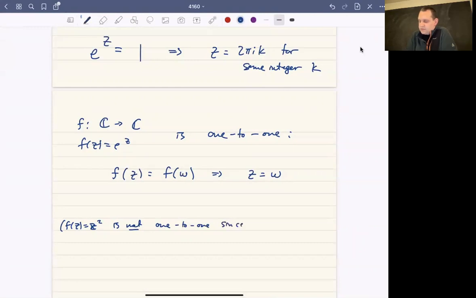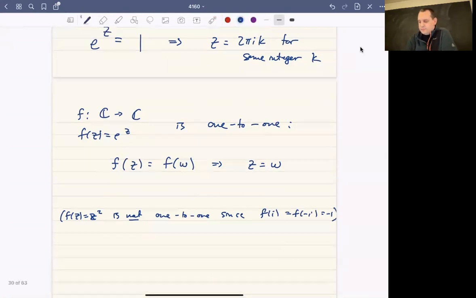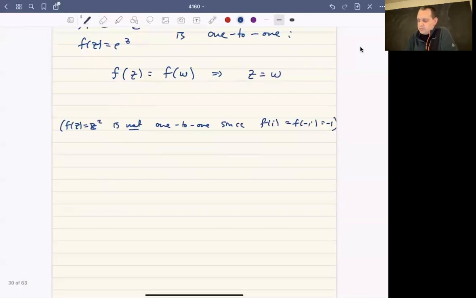Since, just for example, f of i and f of minus i were both -1. So those were the same output, but i and minus i are clearly different inputs. So that was a function that's not 1-to-1. But it turns out e to the z is a 1-to-1 function. Okay, so f, let me just write it one more time. F given by f of z equals e to the z is 1-to-1.